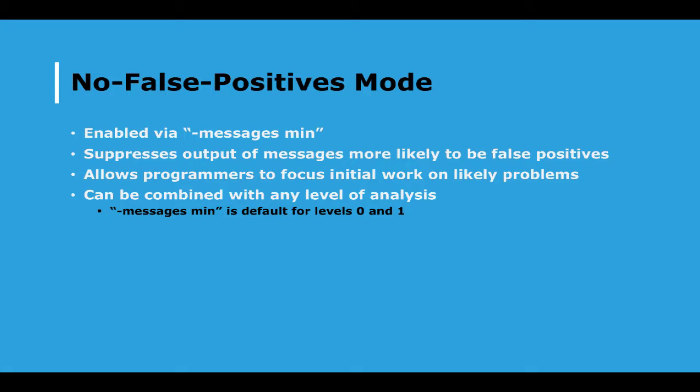So messages min, no false positives, allows the programmer to start and focus on the low-hanging fruit, the most severe problems, and then over time you can work your way into worrying about the perhaps less serious problems. There are different levels which have to do largely with what proportion of the program it will analyze at one time. Messages min is the default for levels 0 and 1, which are the fastest, doing the most local analysis. Level 4 is doing the most global analysis, and by default there you're getting messages max. It's bringing all the messages on.